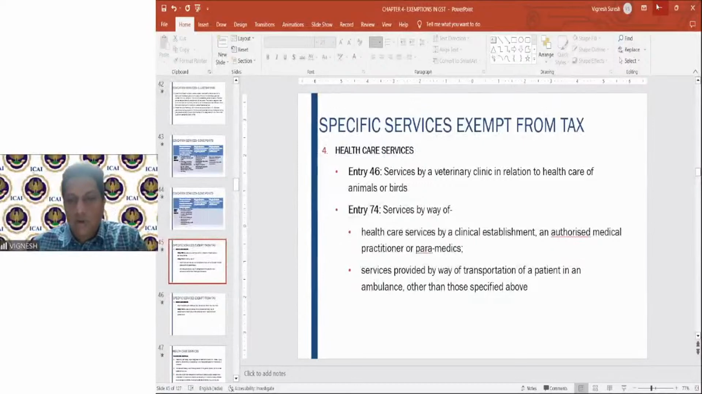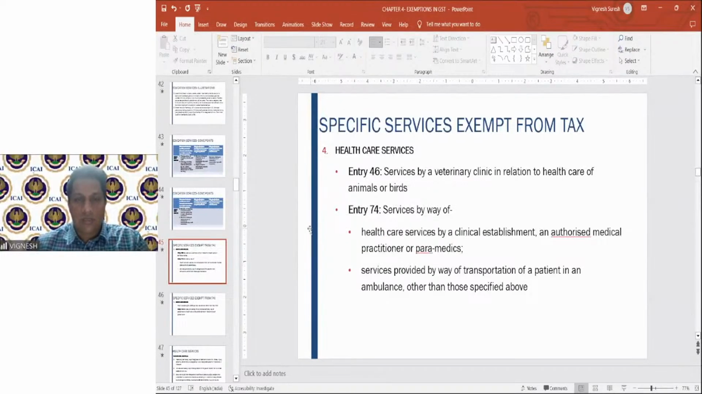So as usual, let us go back to the supplementary study paper. If you go to the supplementary study paper, entry 74, page number 30, you see there is a small amendment which has been made here. What is the small amendment? It says room rental. However, nothing contained in this entry shall apply to the services provided by a clinical establishment by way of providing room. I hope everyone has your supplementary study paper. Page number 30, entry number 74. Other than ICU, NICU, critical care, etc., room charges exceeding 5,000 per day, if charged to a person receiving the healthcare services, that is chargeable to tax.